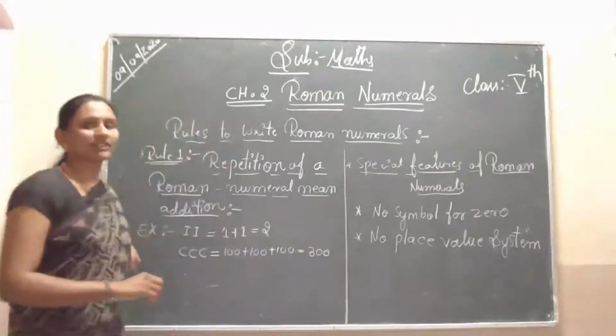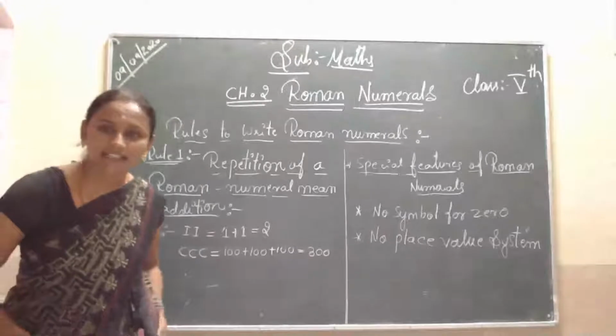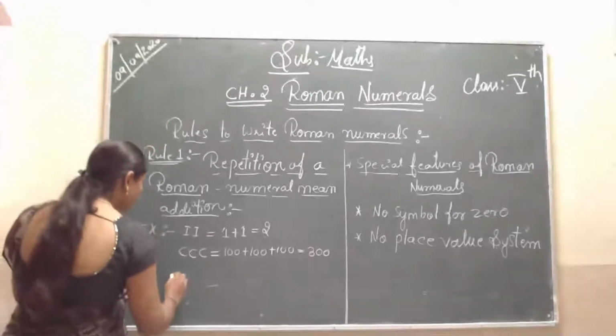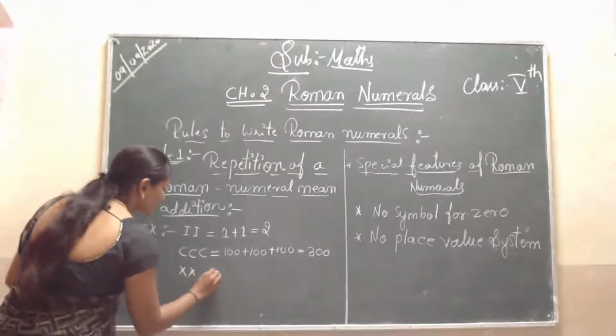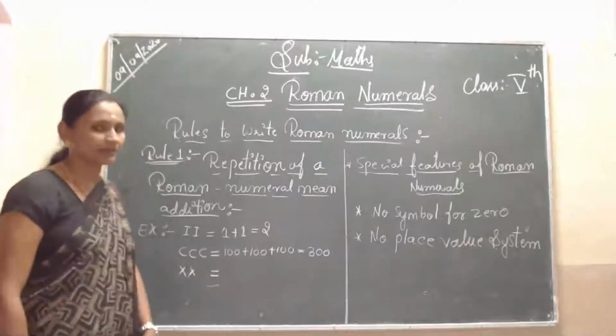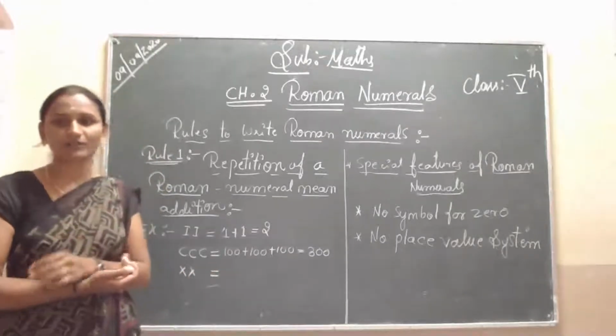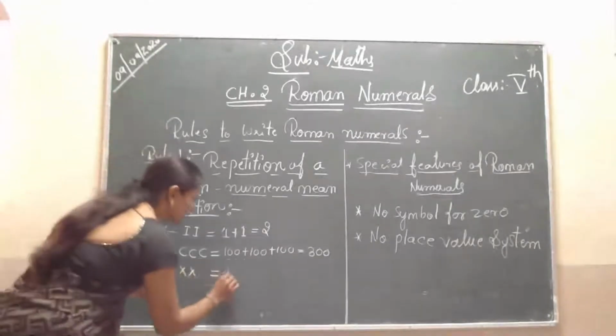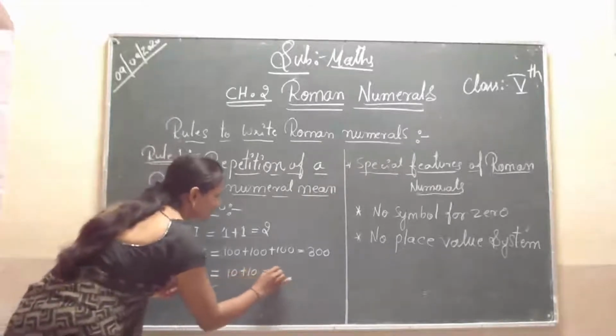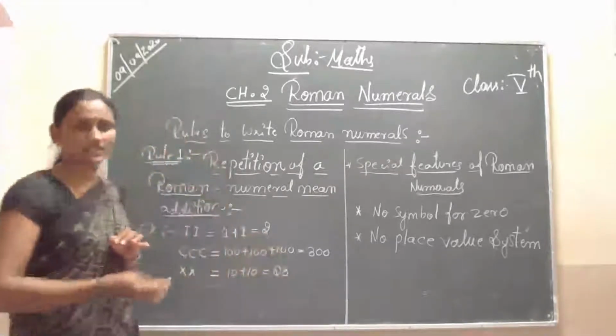Again, one more example: write X. I wrote X 2 times. How many times is the repetition? 2 times. So we write 10 plus 10, that is 20. Okay, students.